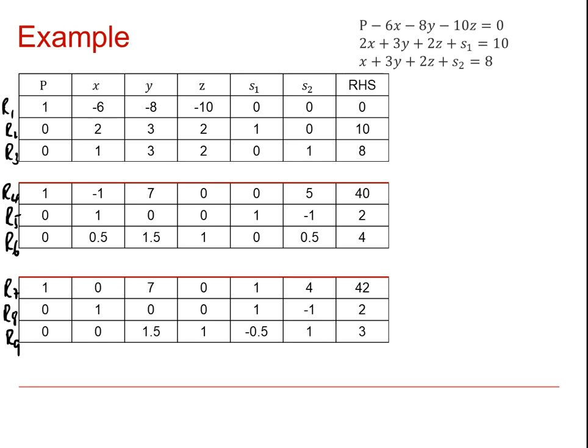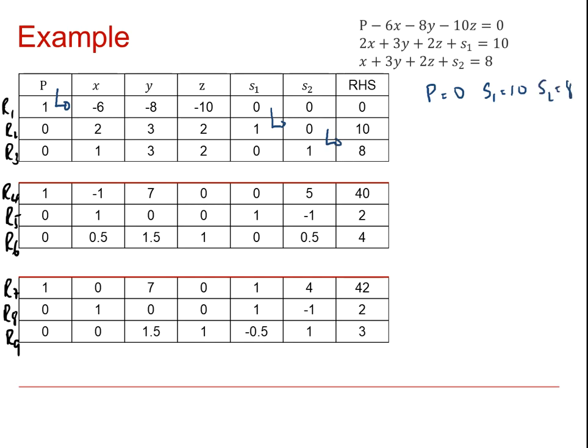So here we have the full tableaus. I just want to spend a little bit of time interpreting each of these. So remember, we can interpret the tableaus at any stage. The columns which have ones and zeros in them produce the values on the right hand side. So the first one, we can see that P is equal to 0 when we have S1 equal to 10 and S2 equal to 8.